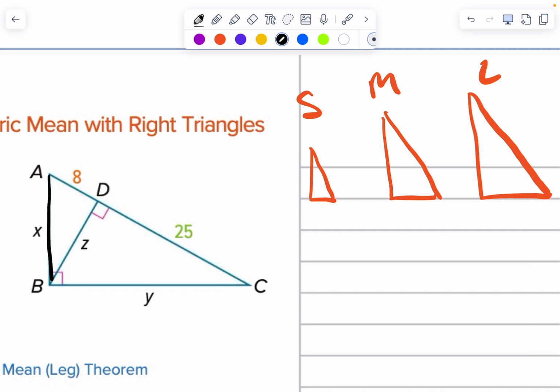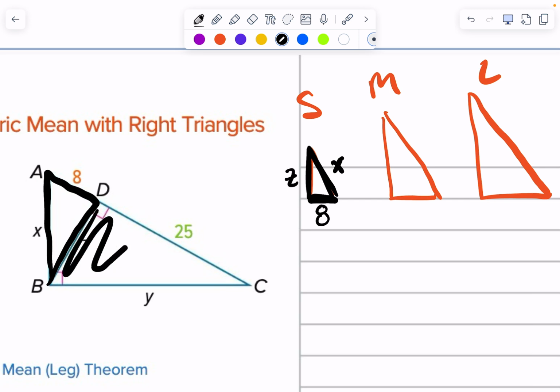Okay, small triangle. This one right here in black. What is his short side, like this bottom side? 8. What's his tall side? Z. What's his slanted side, his hypotenuse side? X. There you go. The medium one is this guy right here. What is his short side? Z. Tall side? 25. Hypotenuse side? Y.